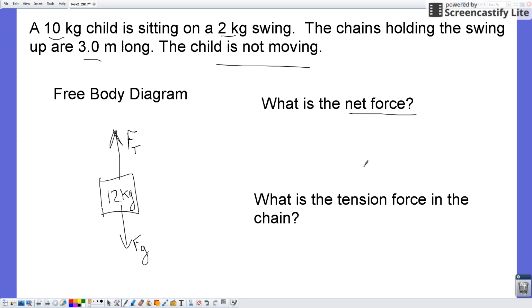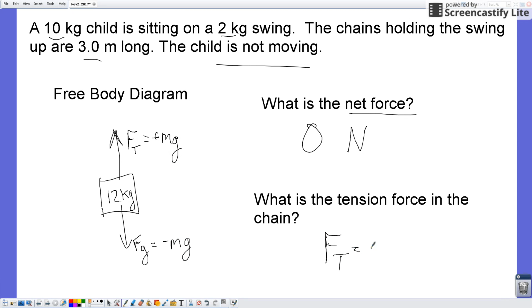Well, the kid's not moving, so the net force has to be 0 newtons. If the kid isn't moving, that means the kid isn't accelerating, which means the net force is 0. Now, what is the tension force in the chain? Well, we know what the gravity force is. That's going to be minus mg, which means the tension force in this case is going to be positive mg.